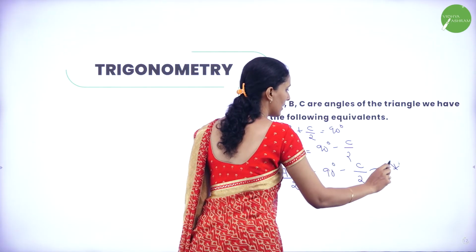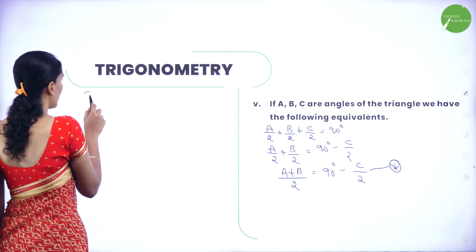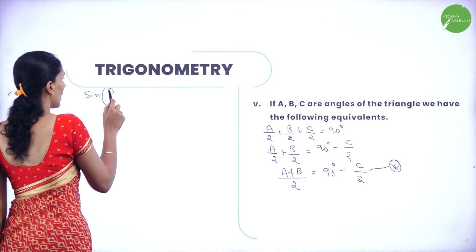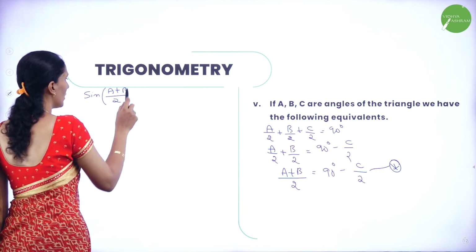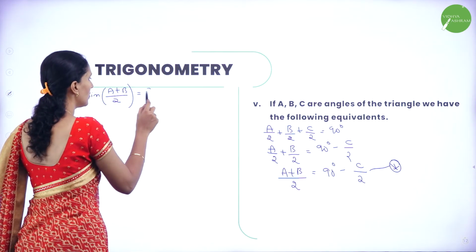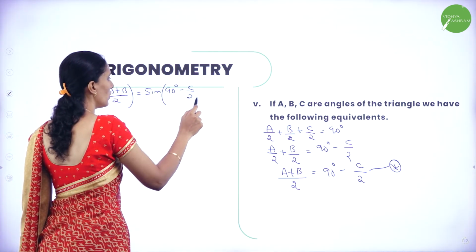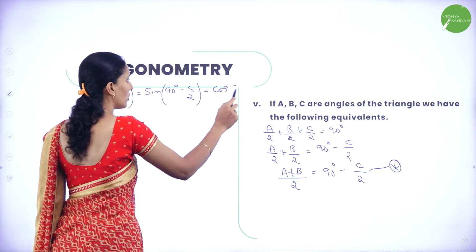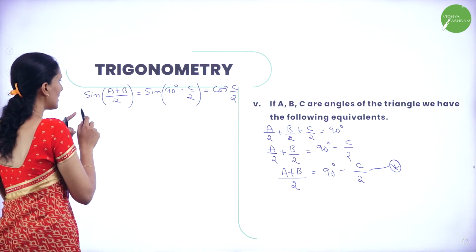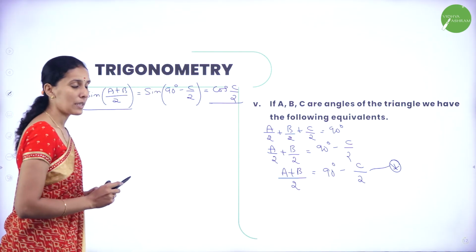If you take this equation, apply sine on both sides. Then sine of A plus B by 2 is nothing but sine 90 minus C by 2, which becomes cos C by 2. So therefore, sine A plus B by 2 can be replaced by cos C by 2.